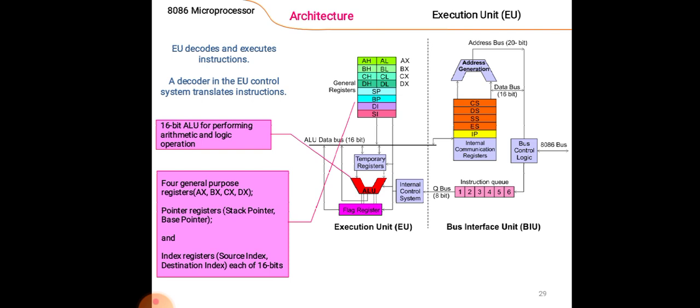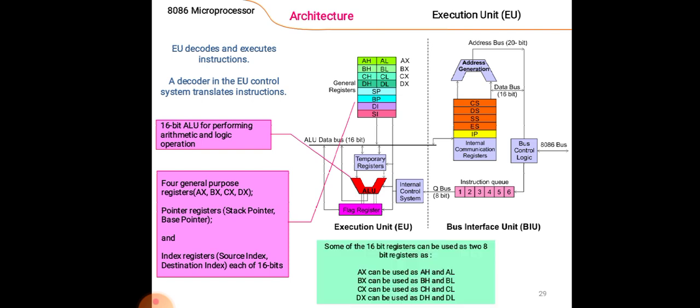Then while performing the arithmetic and logical operations, the processor uses 8-bit and 16-bit data which is stored in general registers. So there are 4 general purpose registers: AX, BX, CX and DX. All these registers are 16-bit. Also the pointer registers, that means stack pointer and base pointer, are 16-bit registers. Then source index and destination index, DI and SI, are the index registers of 16-bit.